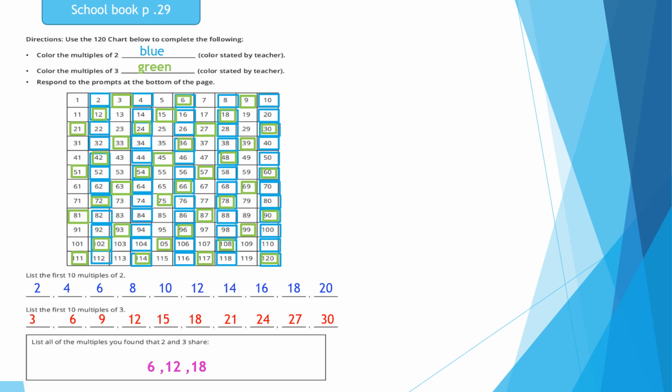Lesson 23, our math journal. Predict a number greater than 120 that would be a multiple of both 2 and 3 and explain why. So we need a number greater than 120 that is a multiple of 2 and also a multiple of 3.